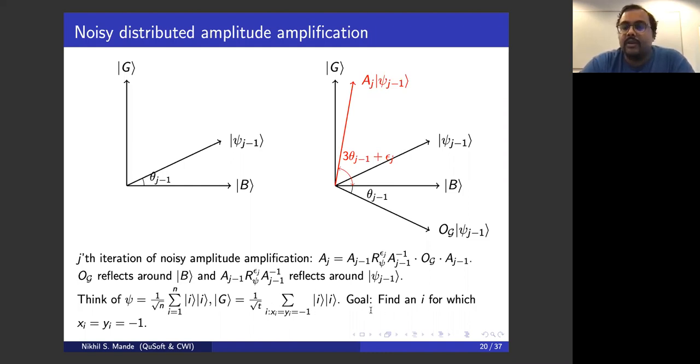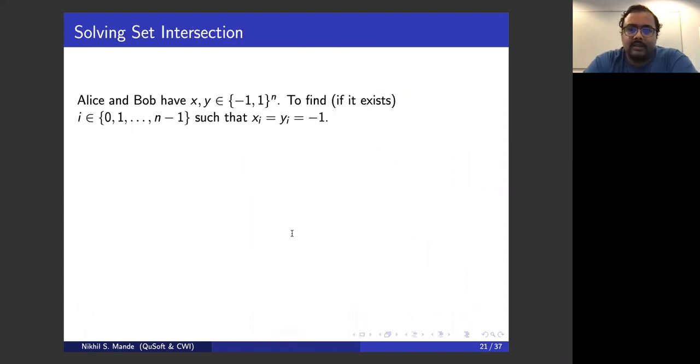And what's a natural communication protocol for this? Alice and Bob can jointly simulate the query algorithm that was on the previous slide. So you can reflect around ket B, reflect around ket psi, and then iteratively perform the same process again and again. Now, I'll jump to the next slide. This is the goal.